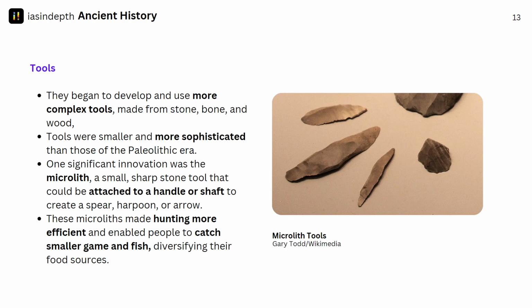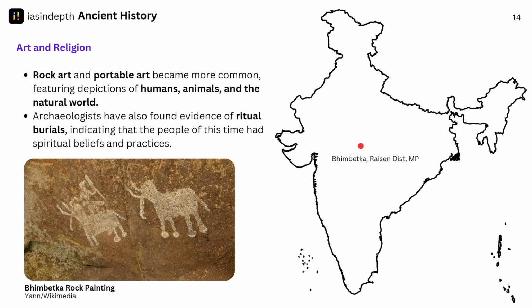So this had diversified their food sources. Now, what about art and religion? If you're talking about the Mesolithic age, the most important place in India, if you're trying to provide an example, is the Bhimbetka caves or Bhimbetka rock paintings in the central part of our country. It's in Raisen district of Madhya Pradesh state, and rock art and portable art became more common. Okay, rock art became more common, as you can see here.